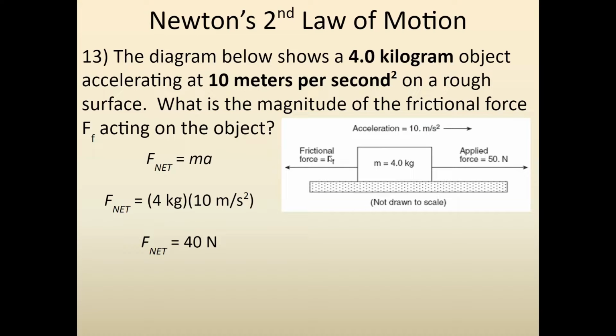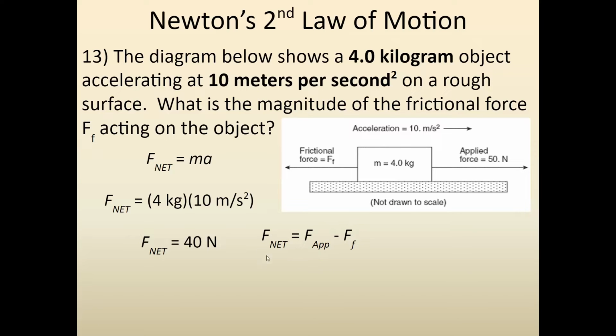If frictional force is bigger, the answer would be 90, because 90 is 40 bigger than 50. If the applied force is bigger, then the frictional force is 10. So let's see. Well, the acceleration is going to the right, which means that the net force is also going to the right. So if the net force is to the right, that means this applied force has to be the bigger force. So this 50 is bigger than the frictional force. Now, to show this, you would write it like this: F net equals F applied minus F friction.